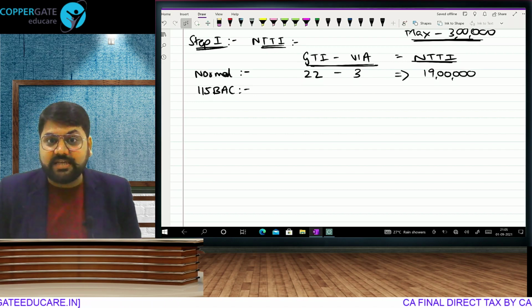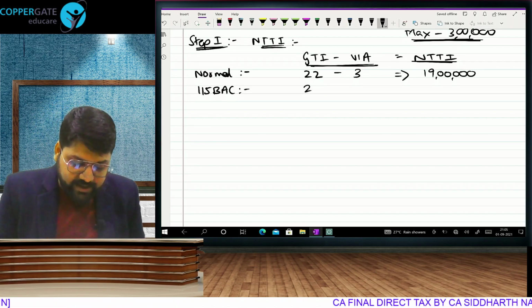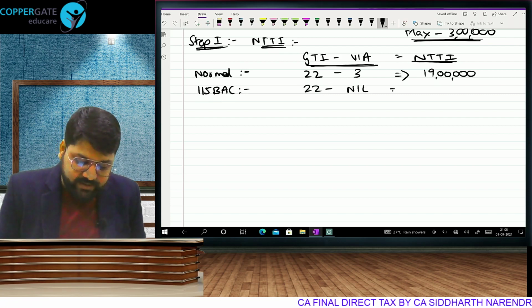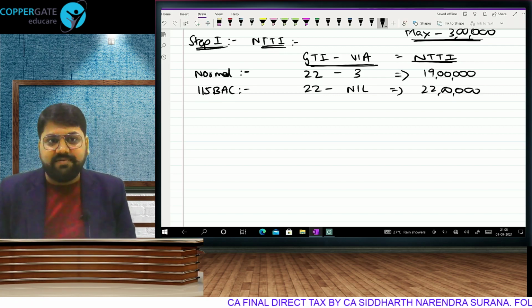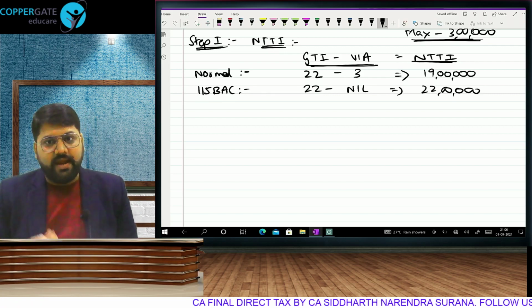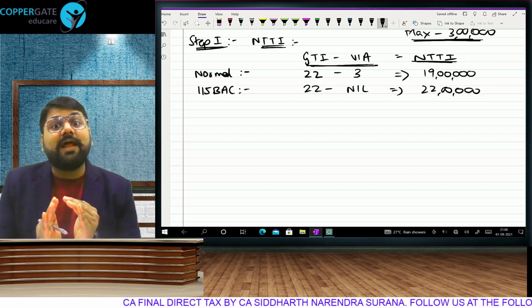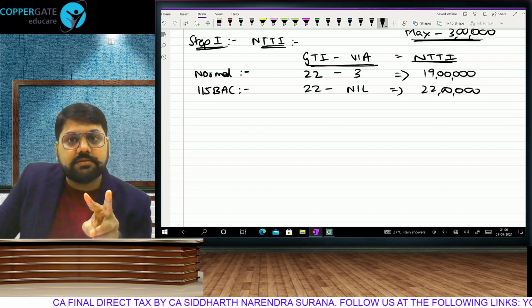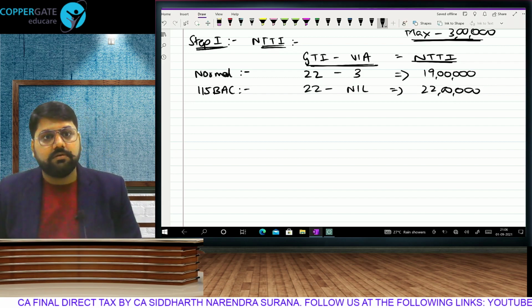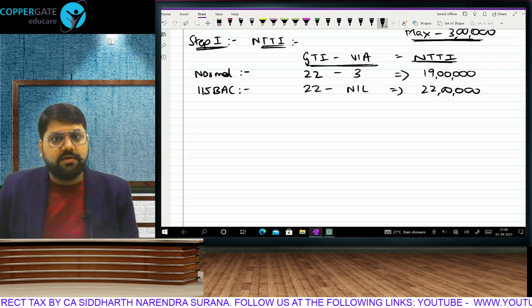Which benefit is that? That is the chapter 6A deduction, which is not allowed, and accordingly the NTTI this time will be 22 minus 0, that is 22 lakh. Can I say we have added back our 80QQB deduction? In 19, if you add back 3 lakh, you would have got the same answer. And now you will have to calculate not one but two tax liabilities, on 19 lakh as per old regime and on 22 lakh as per new regime.